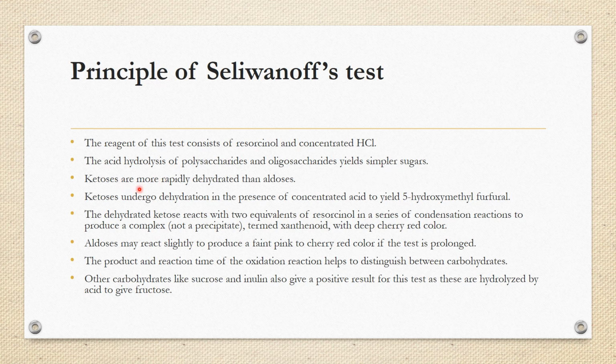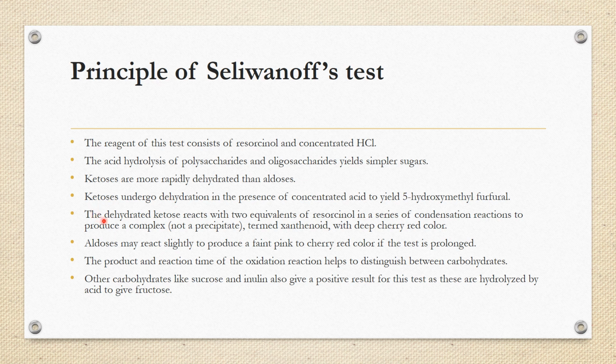Ketoses are more rapidly dehydrated than aldoses. Ketoses undergo dehydration in the presence of concentrated acid to yield 5-hydroxymethyl furfural. This compound is given by the dehydration of ketoses in the presence of concentrated hydrochloric acid.